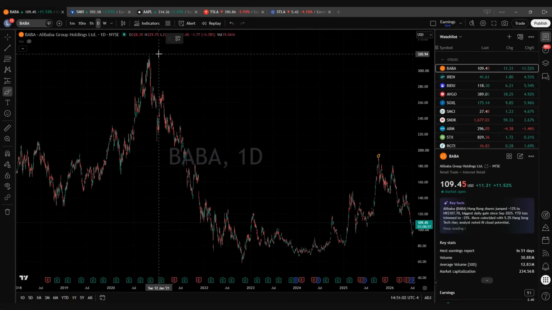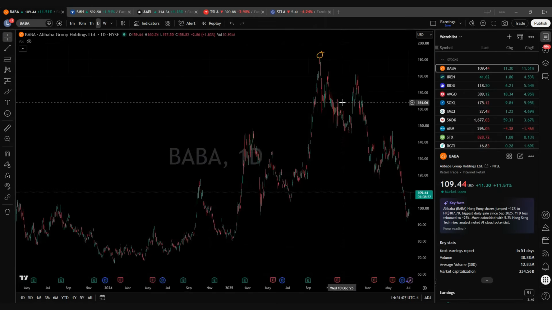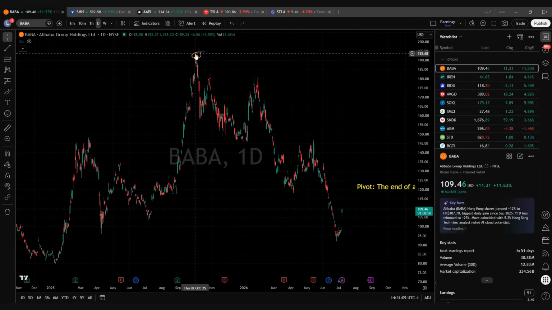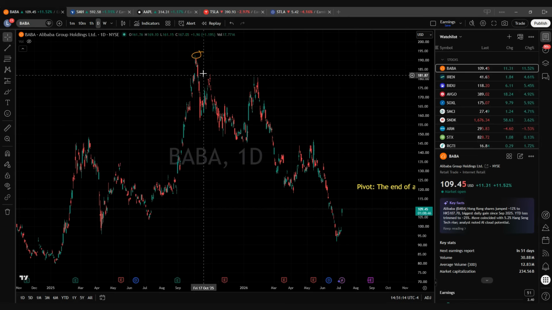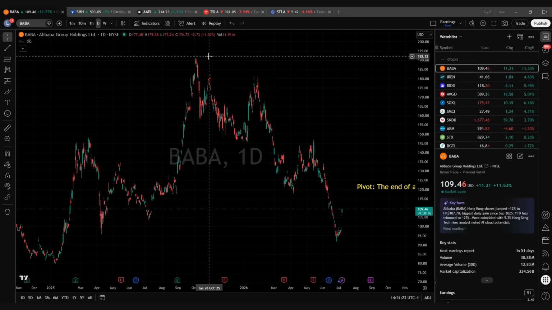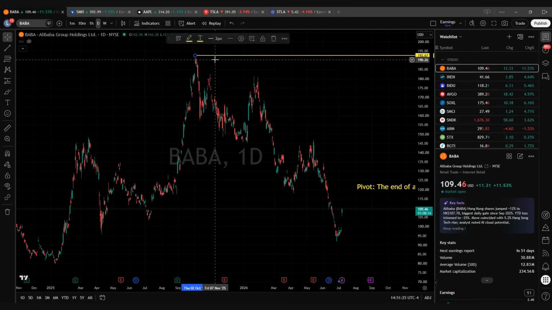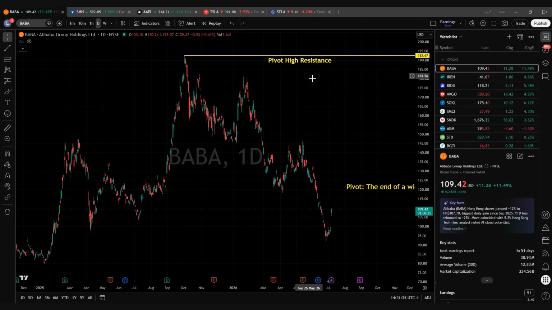This would be the double top, also a pivot, which is just the previous all-time high, but this is a pivot high, right? And because it is the highest point that BABA has reached in several months, about half a year plus, it's going to be significant resistance. And so we can just write here pivot high, resistance, right? So we're expecting resistance there.